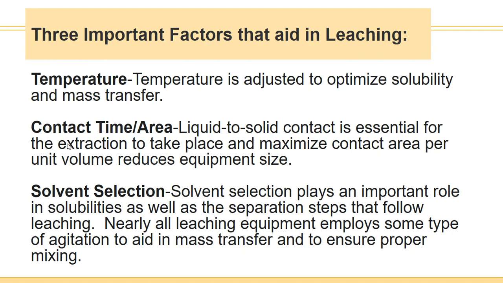Now in terms of contact time and area, so in terms of liquid to solid contact, it is essential for the extraction to take place and maximize contact area per unit volume, which will, of course, in terms of requirement for equipment size, lessen the size of the equipment. So as much as possible, we want to increase the surface area and we want to increase as well the contact time. That way, we will be able to save in the capital expenditure of acquiring a much bigger equipment that will facilitate the leaching operation.